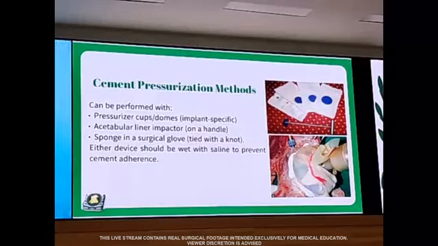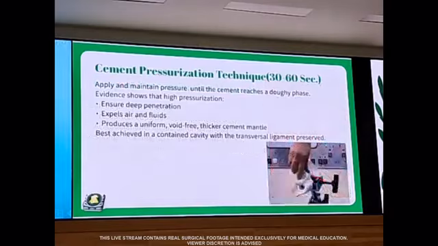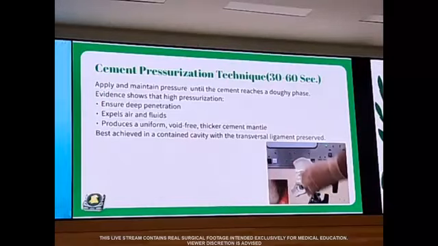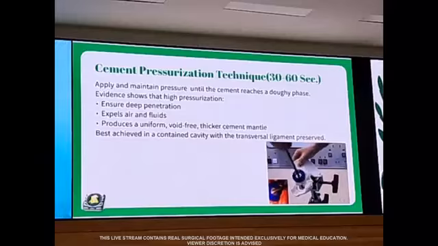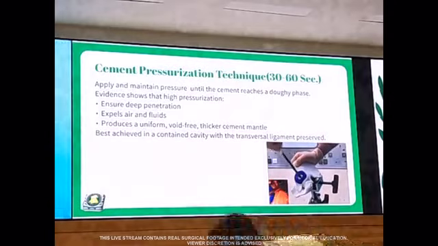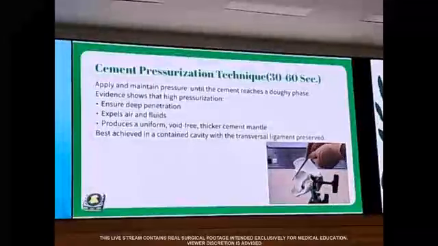Pressurization can be performed with a pressurized cup or dome, acetabulum liner, impactors, sponge, and surgical gloves tied with a knot. Either device should be wet with saline to prevent cement adherence. Apply and maintain pressure until the cement reaches a doughy stage. Evidence shows that high pressurization ensures deeper penetration, expels air and fluid, and produces a uniform, void-free, thicker cement mantle. Best results are achieved in a contained cavity with the transverse ligament preserved.